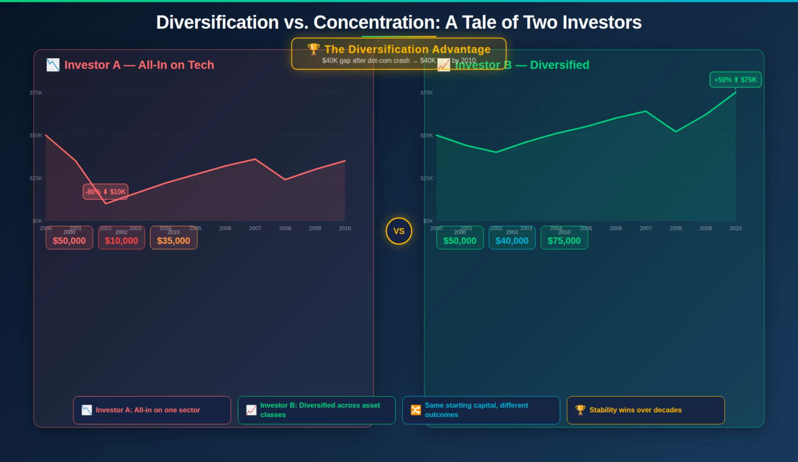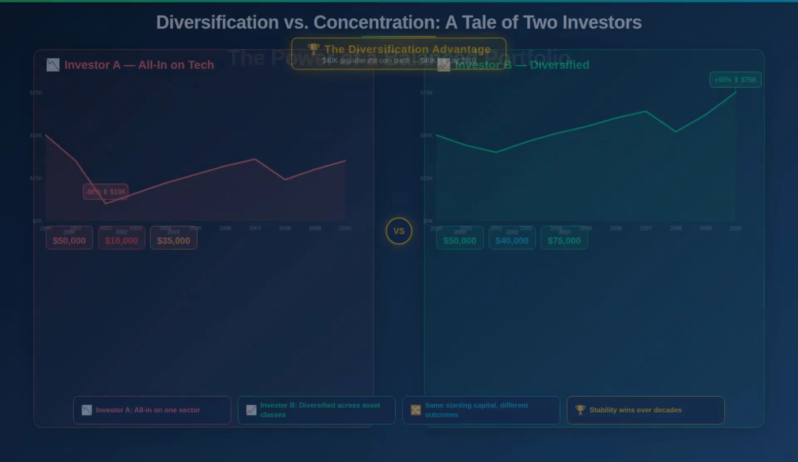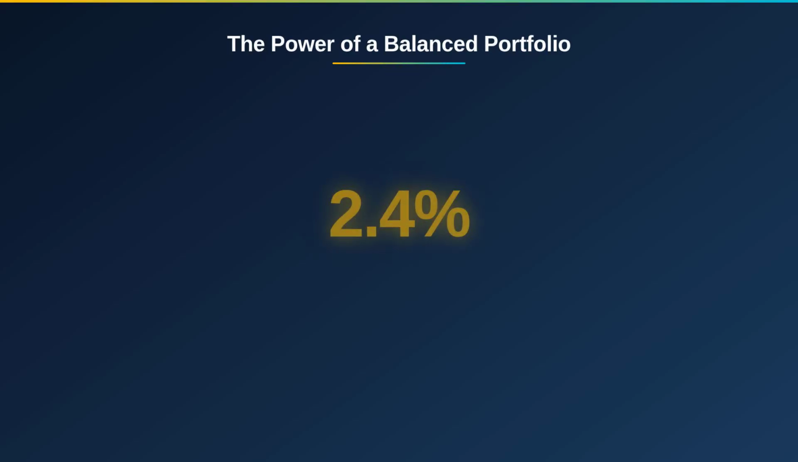This isn't cherry-picked data. It reflects how real market cycles play out. Concentration amplifies both gains and losses. For most investors, stability and consistency build more long-term wealth.